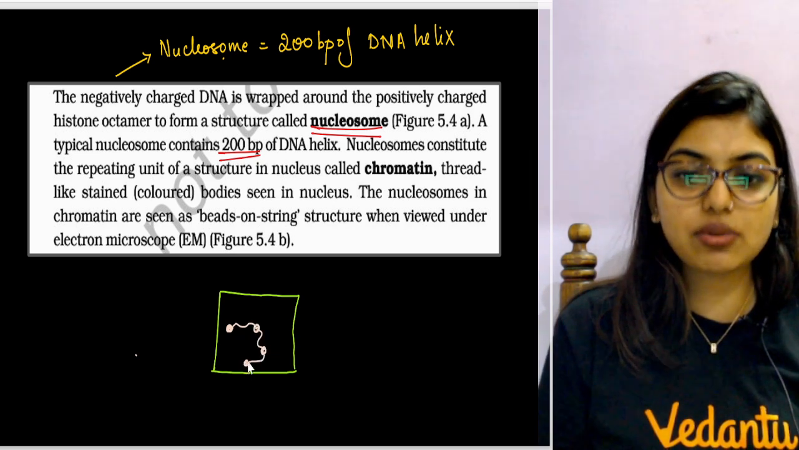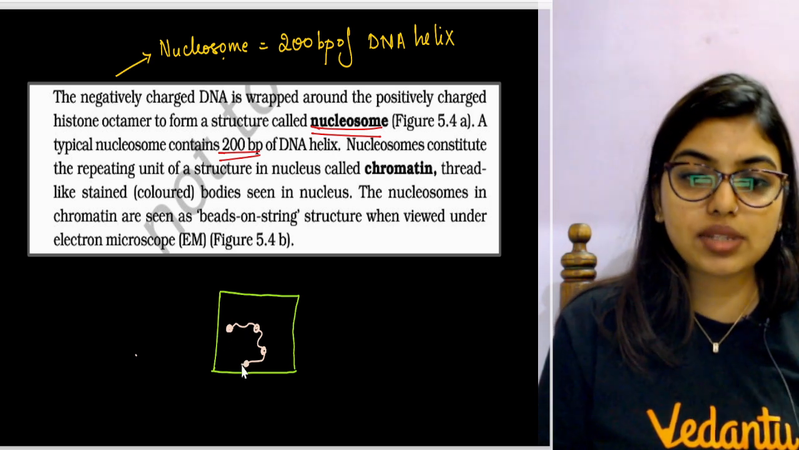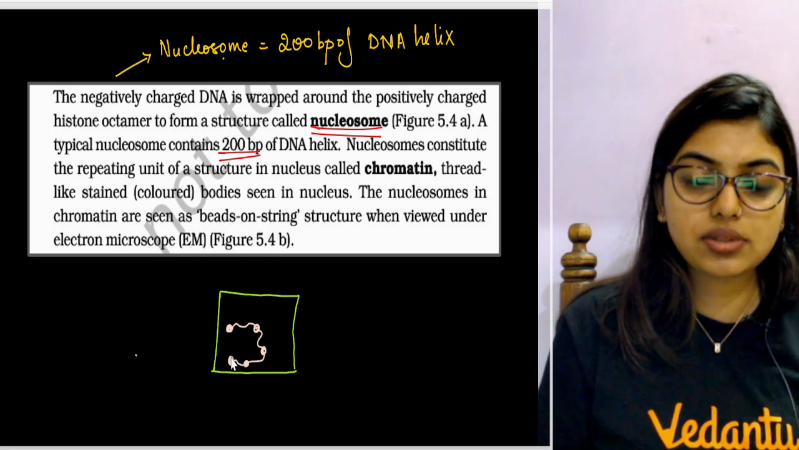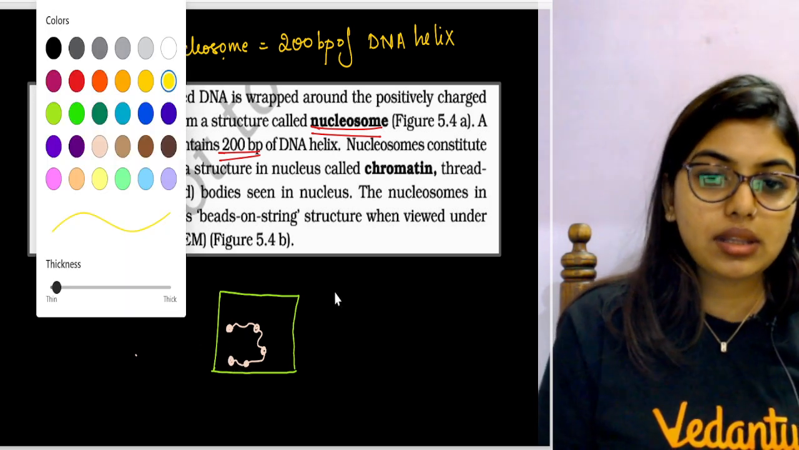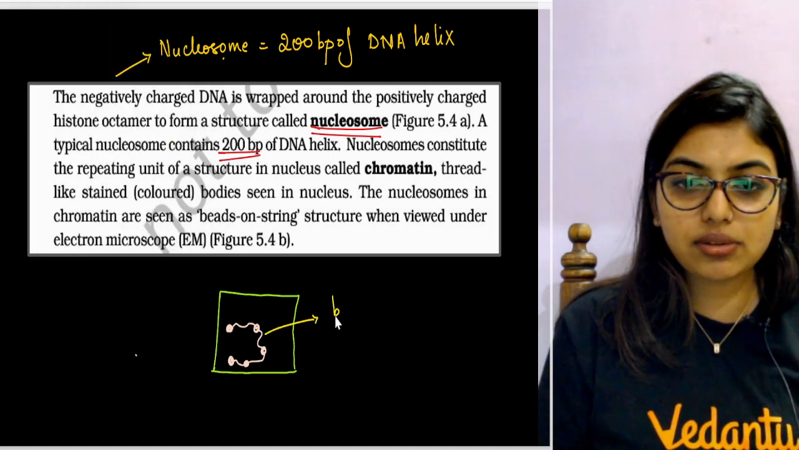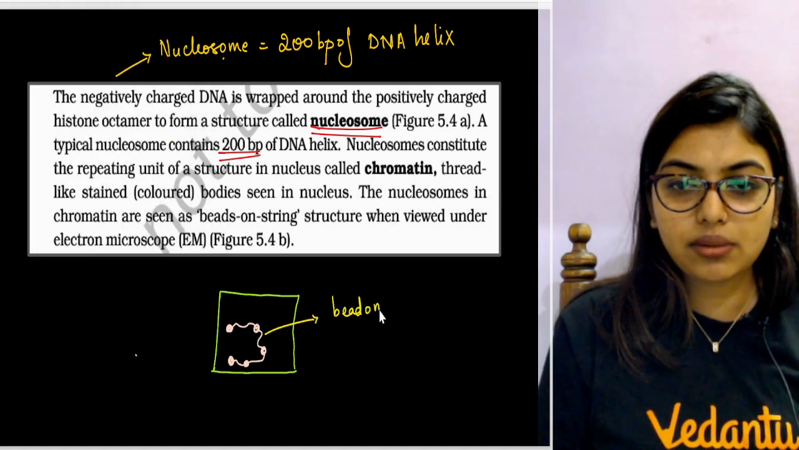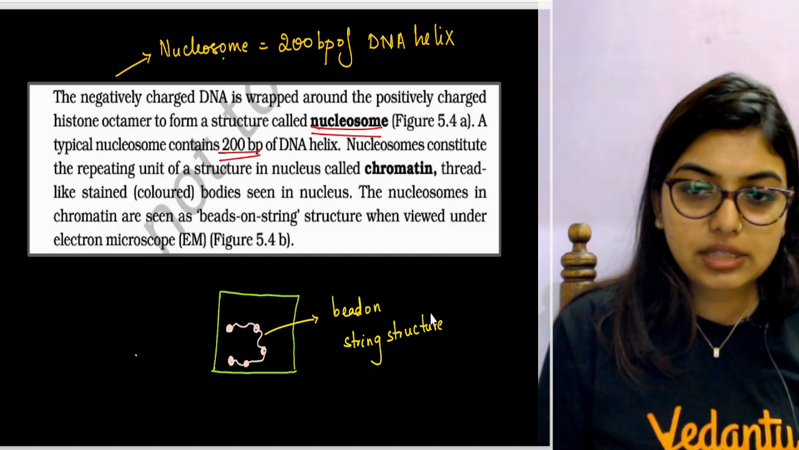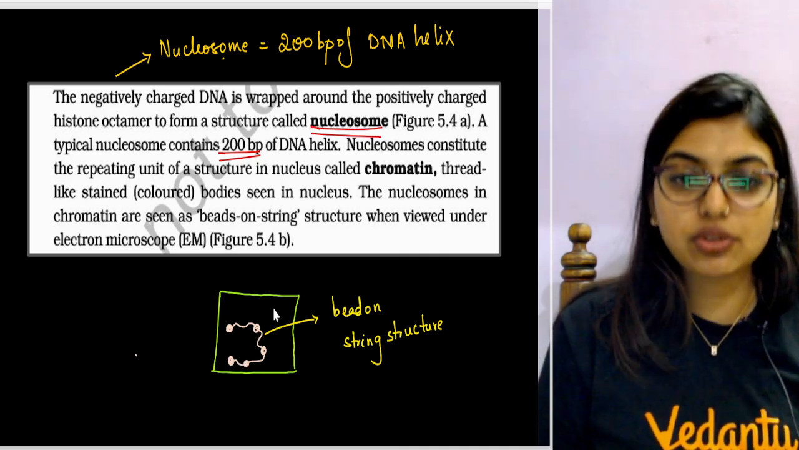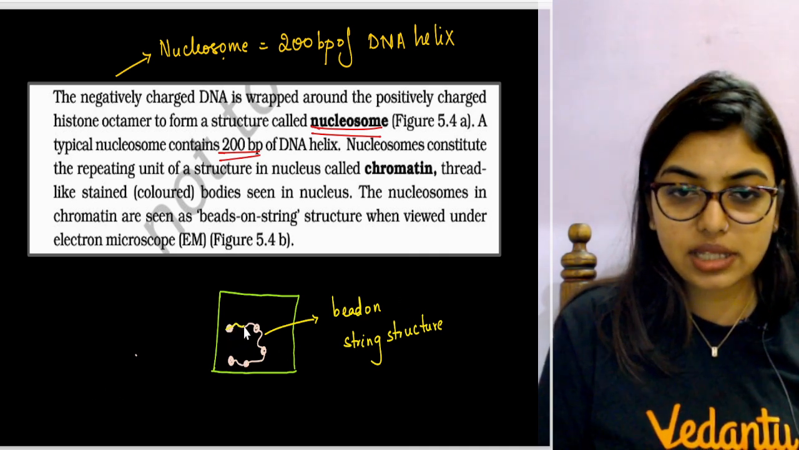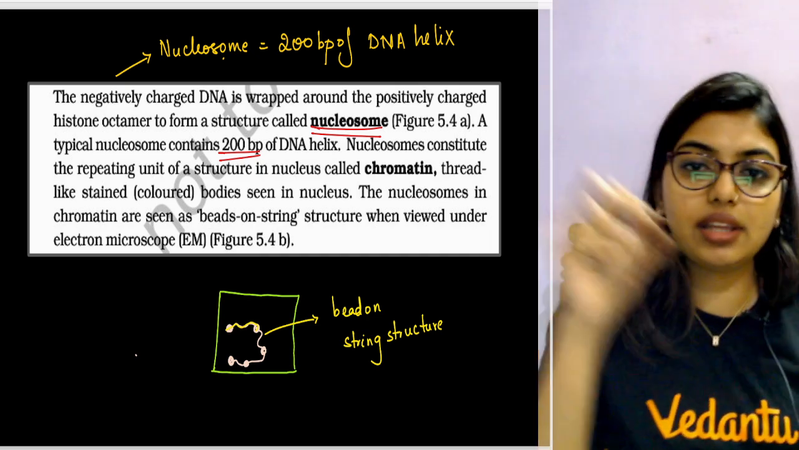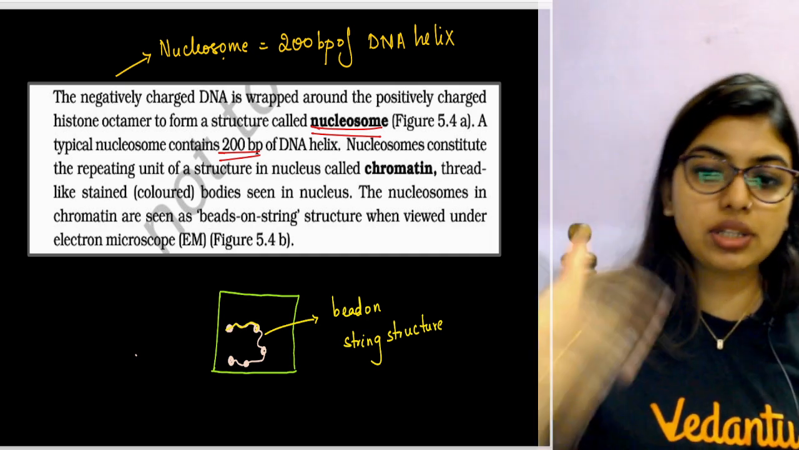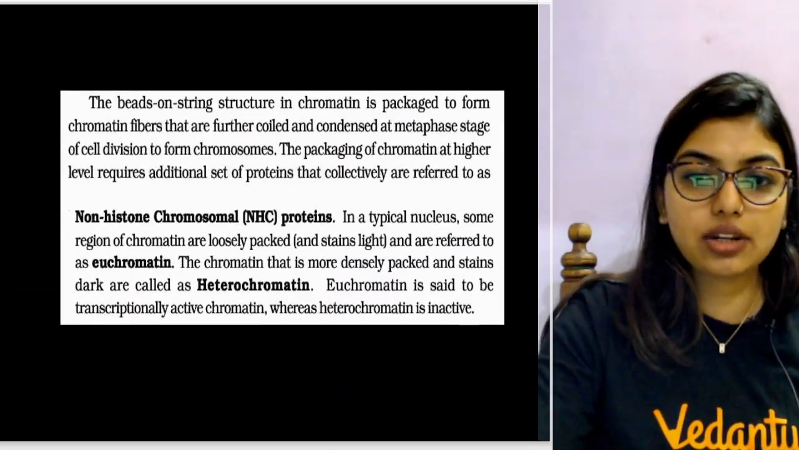Now the beads, what am I telling? Those are the nucleosomes, right? So this is the bead-on-a-string structure. You can see it under the microscope. Why? Because these are the nucleosomes, these are the DNA strands going around, and then they are rotating. This is the bead-on-a-string structure, which you can see under the electron microscope.